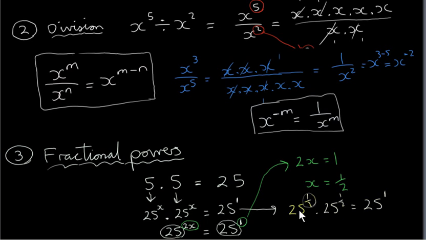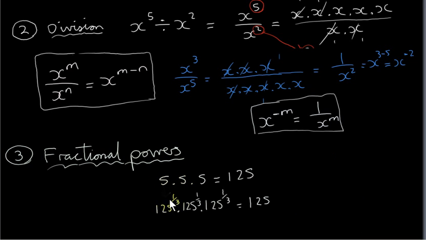It means get the square root of 25. The square root of 25 is 5. So when we put a number to the power of a half, we get the square root of that number. The square root of 25 is 5, and we'll have 5 times 5 indeed giving us 25.